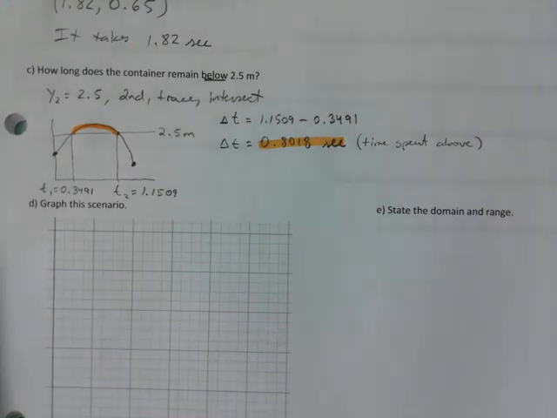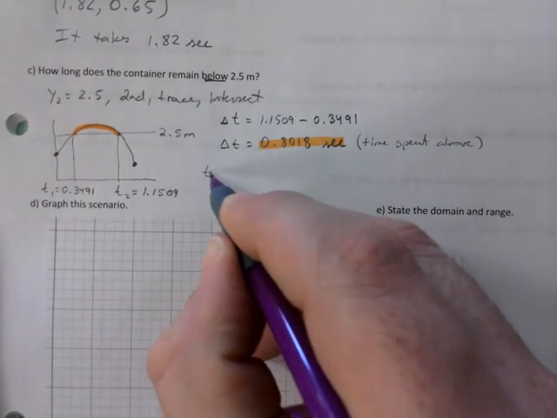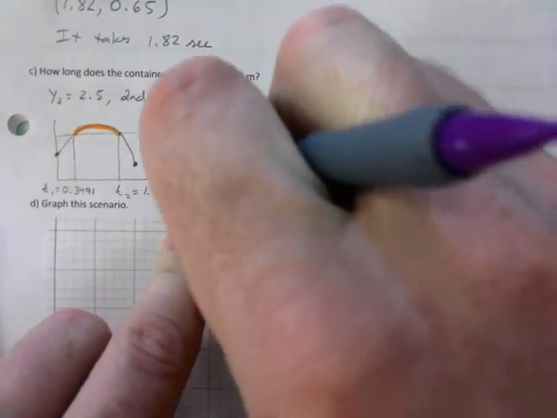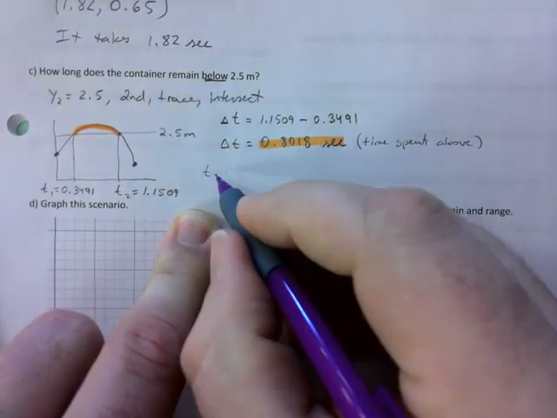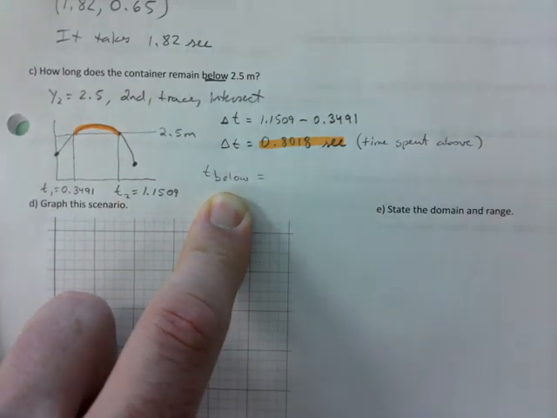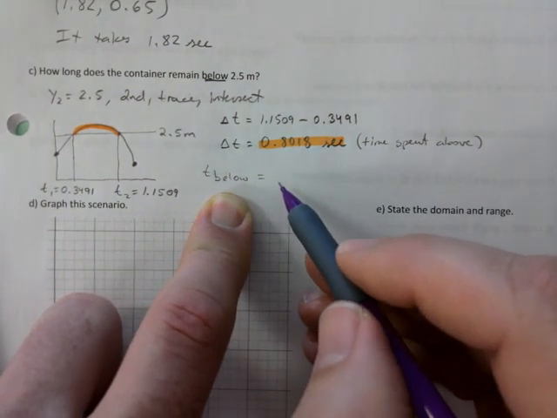So why would I do that to you? I'm actually doing that to throw everything that you can see in these scenarios at you, right? So time below, I'm just going to call it T below, okay? Time below would be what?